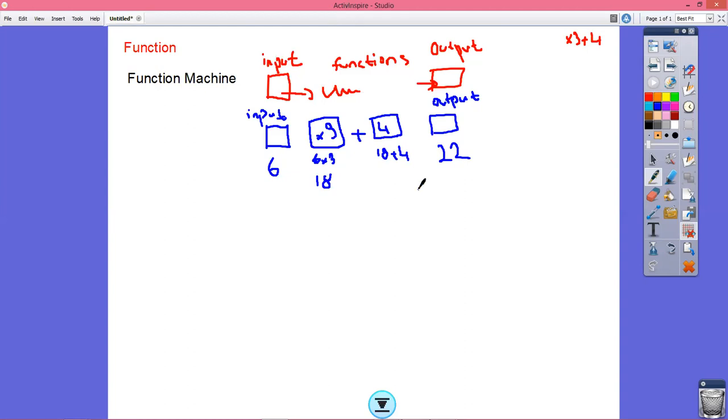Now, do we have another type of presentation of the function? Yes, we can show it with a diagram. For example, let's set our input with the Venn diagram. And the function is multiplying by 3 and adding 4. And there will be output.